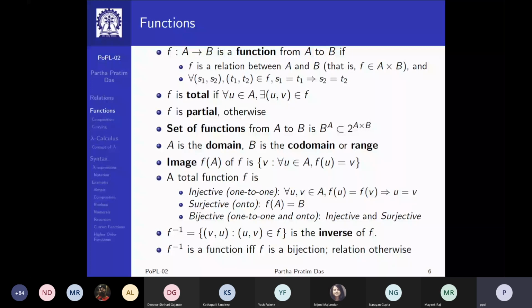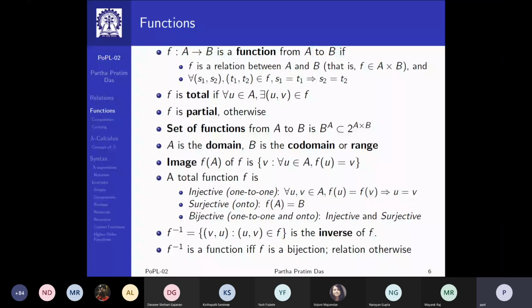A is called the domain, B is called the codomain or range. We say that the image of f is the collection of all elements to which at least one element of A maps to. Now, based on this notion of image, we can characterize the total functions as either injective. An injective function means that no two elements of A map to the same element in B. So if they map to the same element, then in the domain, they must be the same as well. It is an injective function.